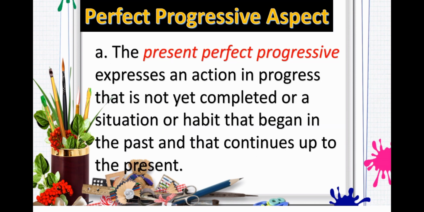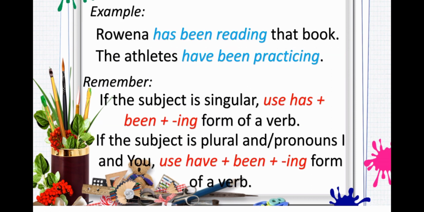The last aspect is the perfect progressive aspect. The present perfect progressive expresses an action in progress that is not yet completed, or a situation or habit that began in the past and that continues up to the present. Example, Rowena has been reading that book. The athletes have been practicing. This is the rule that we're going to follow.